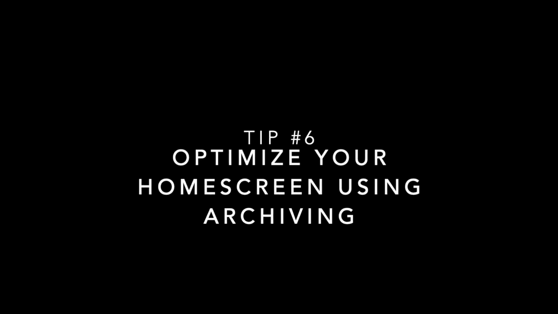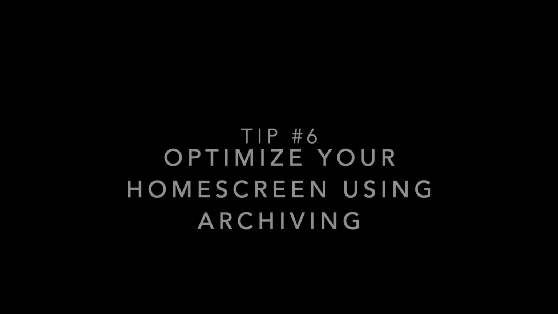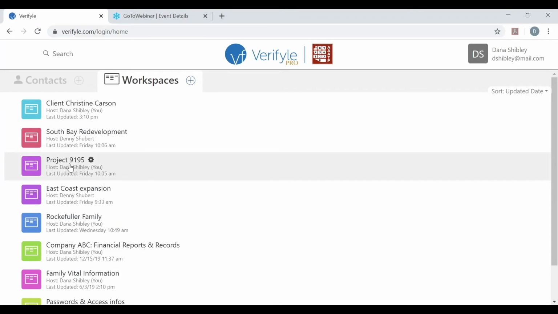Tip number 6, I can also optimize my home screen by using the archiving feature. Let's say that this particular workspace, Project 9195, has a lot of information that I pretty much wrapped up, and I don't want it to be directly in my line of sight all the time when I go to my home screen.